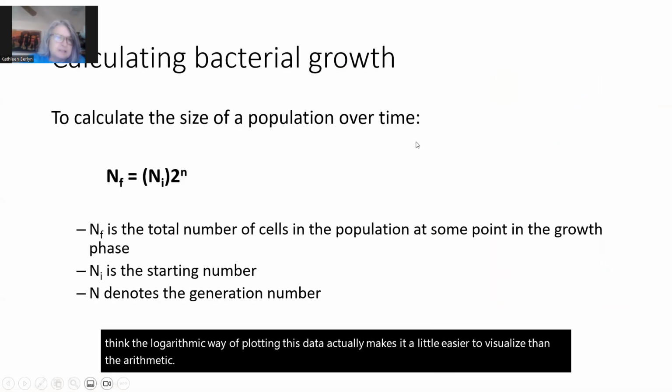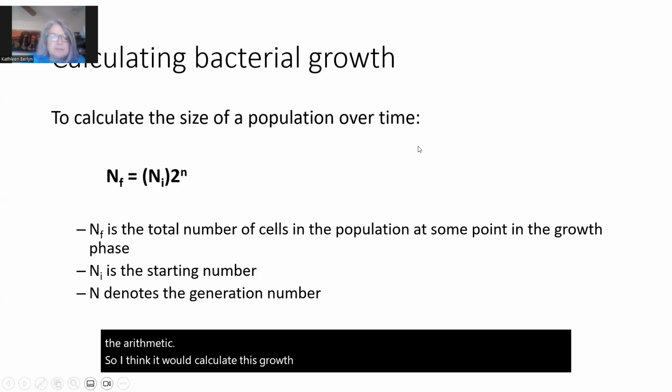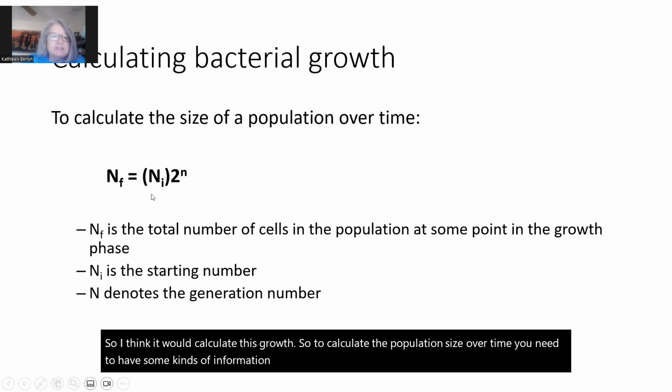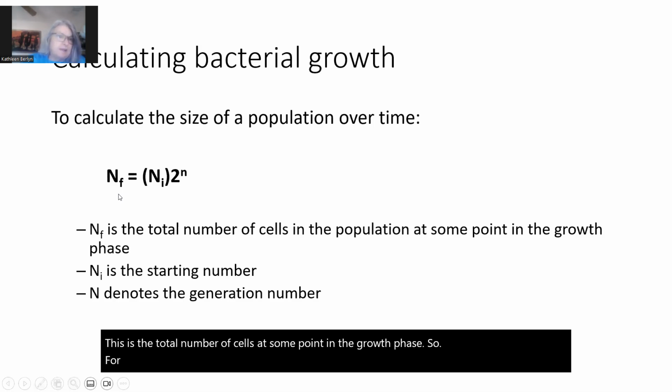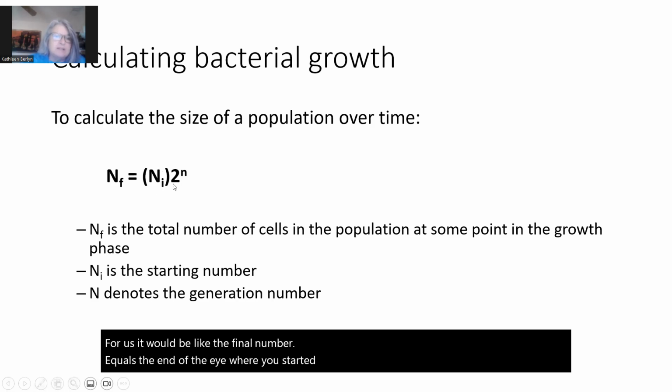So how can we calculate this growth? To calculate the population size over time, you need to have some kinds of information. And here is the formula. So the N_f, this is the total number of cells at some point in the growth phase. So for us, it would be like the final number, equals the N_i, what you started with, times 2 to the n, where n is the number of generations that you had. So let's go ahead and write one of these out.